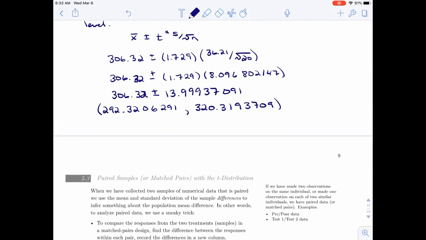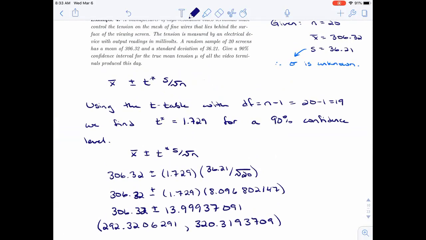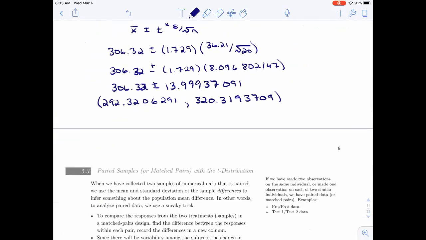Here, we're not dealing with money, so it's not obvious how many decimal places, but because I gave the mean and the standard deviation to 2 decimal places, I'm just going to round it to 2 decimal places. Seems reasonable. So 292.32 up to 320.32.